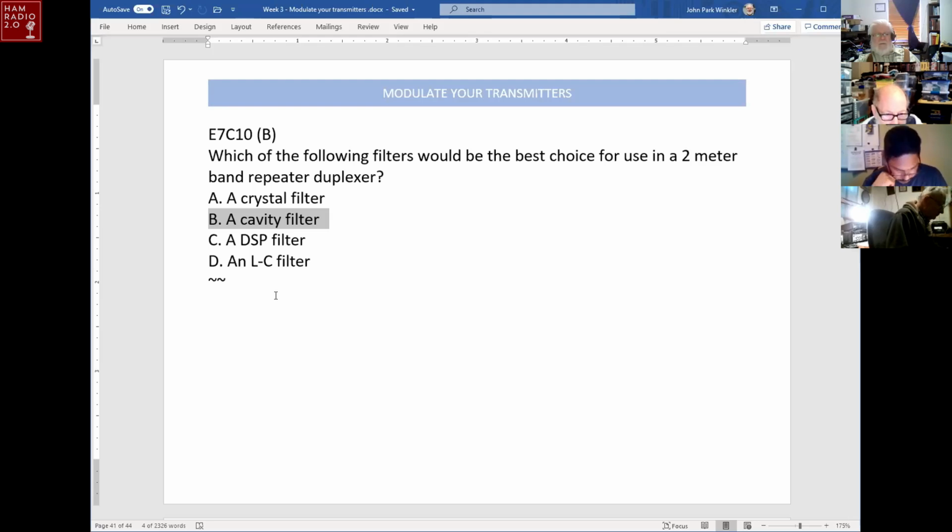Basically, the cavity filter, because of its physical resonant cavity, is a very, very sharp filter. So with 600 kilohertz separation, a cavity filter can give you enough attenuation that the output of the transmitter doesn't interfere with the receiver.